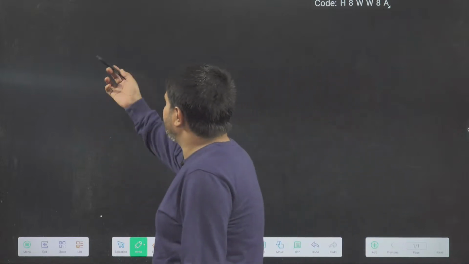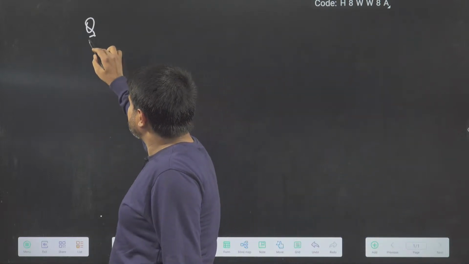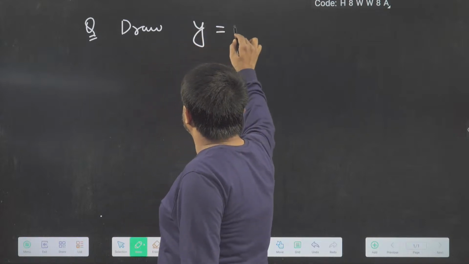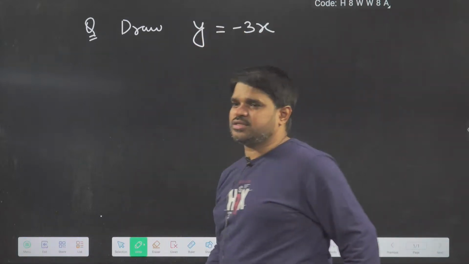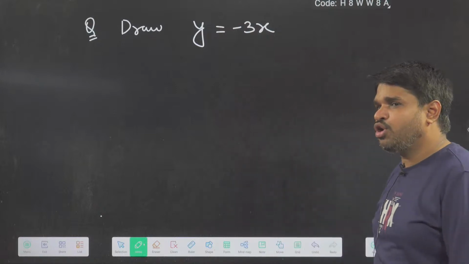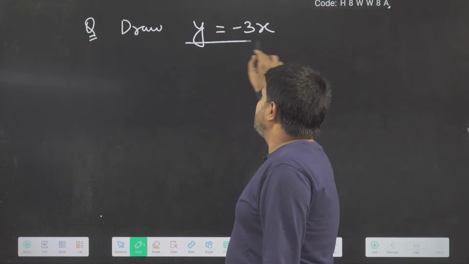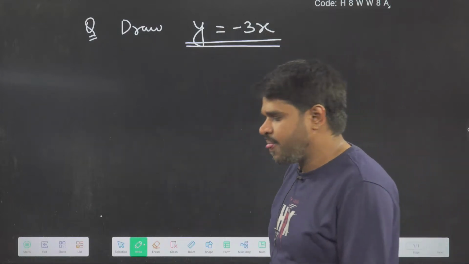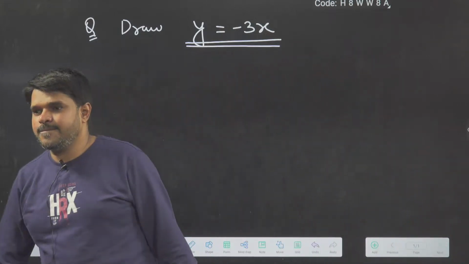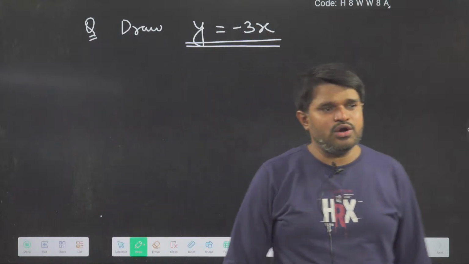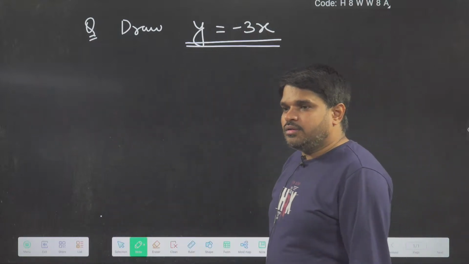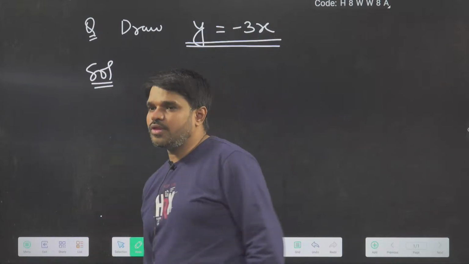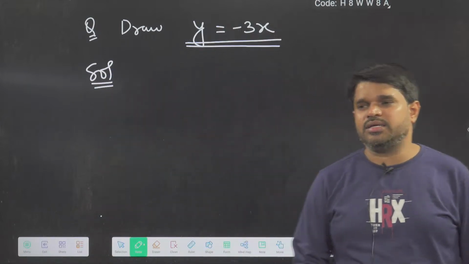First question is, draw y equals minus 3x. Draw the graph corresponding to y equals minus 3x. Everyone draw. Y equals minus 3x.